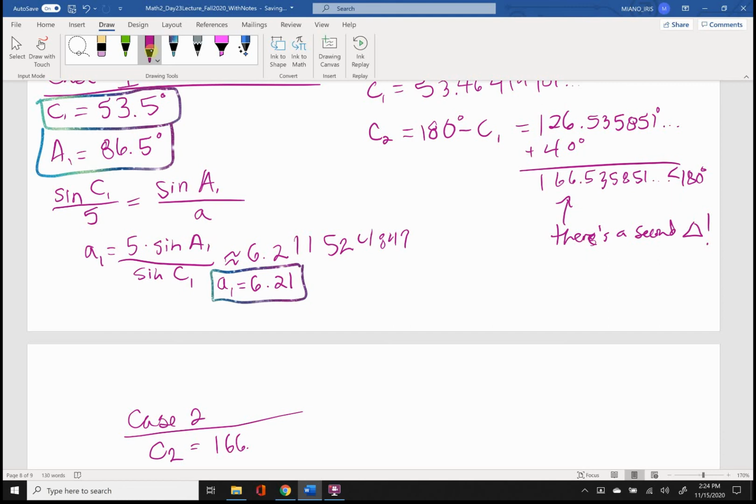Oh, sorry, that's not it. It's not this one. It's this one, 126.5. I'm looking at my notes and I'm like, why is this different than what I have over here? Nope, my C2 is 126.5 if I round that to the nearest tenth. Sorry for the confusion there, folks. 0.5, and it's in degrees. Box it up, call that one done.